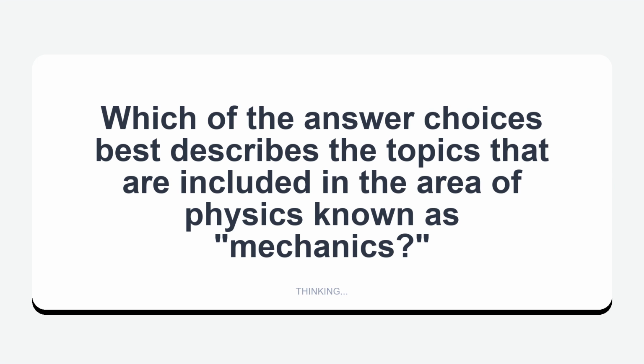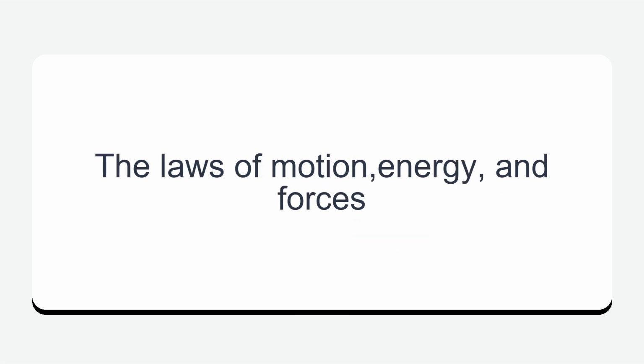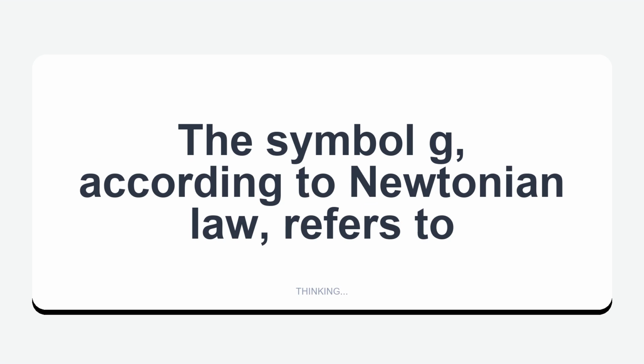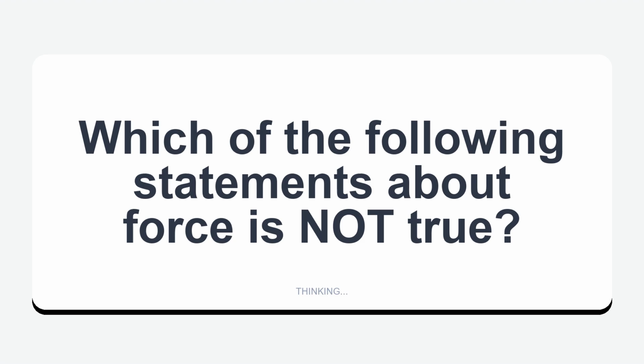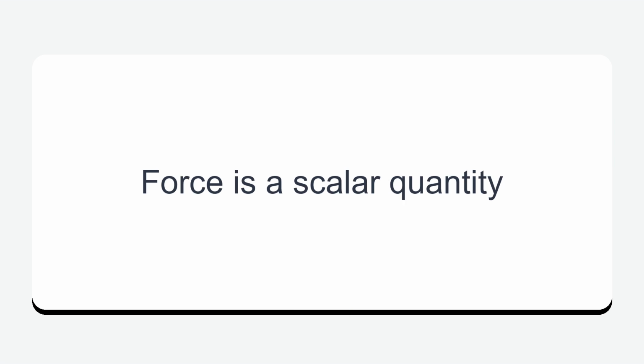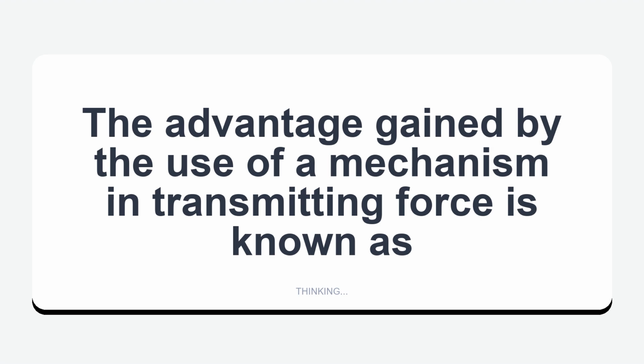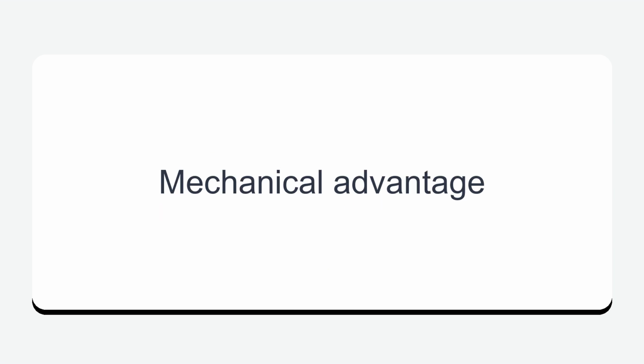Which of the answer choices best describes the topics that are included in the area of physics known as mechanics? The laws of motion, energy, and forces. The symbol g, according to Newtonian law, refers to acceleration due to gravity. Which of the following statements about force is not true? Force is a scalar quantity. The advantage gained by the use of a mechanism in transmitting force is known as mechanical advantage.